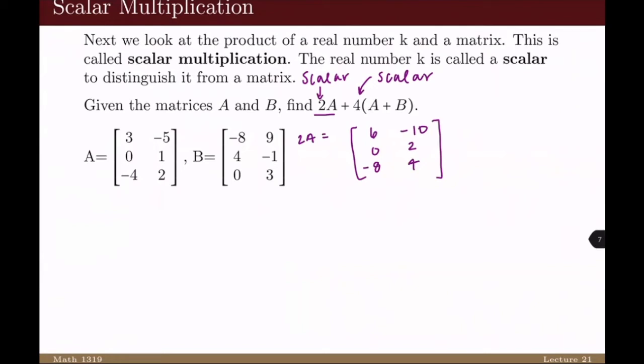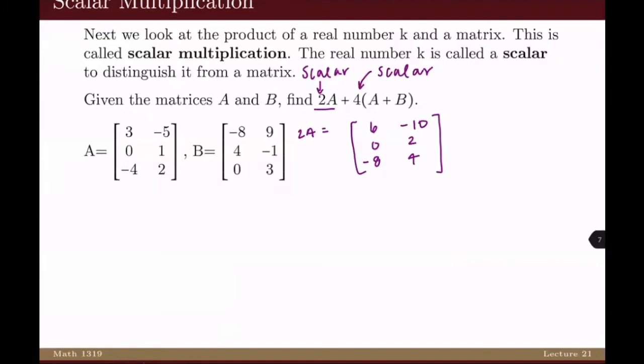And then next we want to find A plus B, because A plus B is here in this parentheses. So A plus B is going to be, I'll have 3 minus 8, which is -5, and then -5 plus 9, which is going to be 4. And then I'll have 0 plus 4, which is 4. I'll have 1 minus 1, which is 0. -4 plus 0 is -4. And then 2 plus 3 is 5.